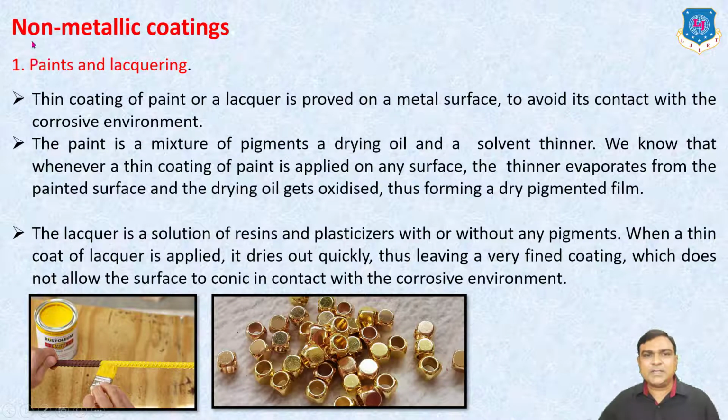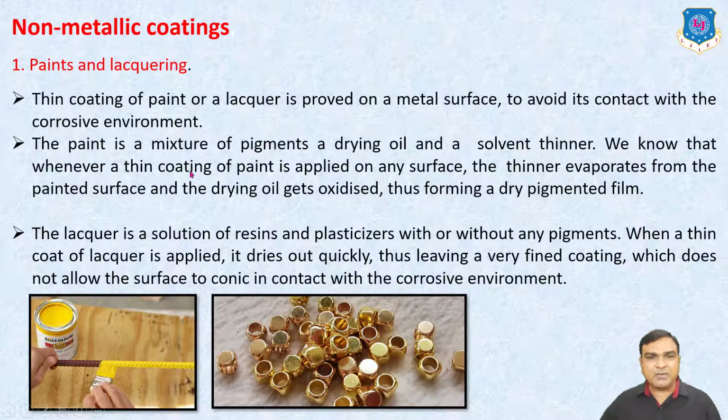Now let us see non-metallic coatings, in which the first is paints and lacquering. This coating of paint or a lacquer is provided on a metal surface to avoid its contact with the corrosive environment. The paint is a mixture of pigments, a drying oil, and a solvent thinner.